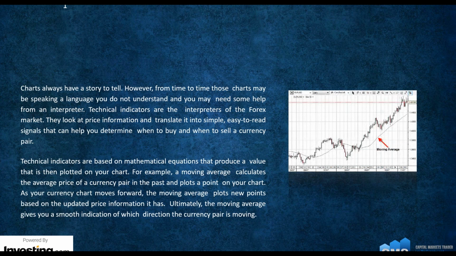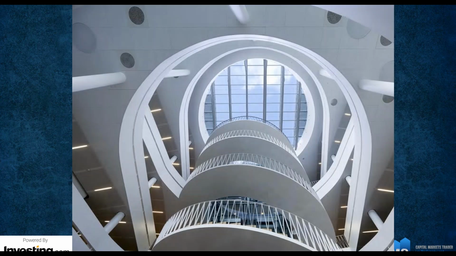Technical indicators are based on mathematical equations that produce a value that is often plotted on your chart. For example, a moving average calculates the average price of a currency pair. As a currency pair moves forward, the moving average plots new points based on updated price movement. Ultimately, the moving average gives you a smooth indicator of which direction the currency pair is moving.